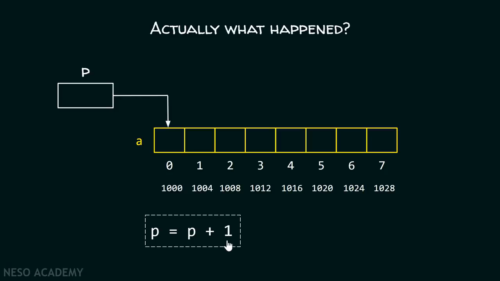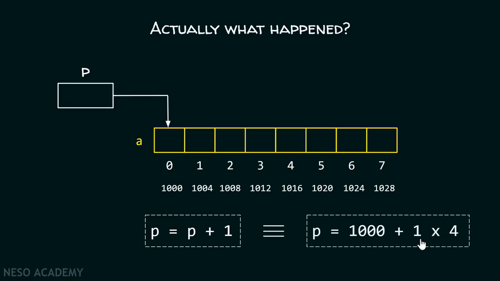Now, if we add an integer 1 to it, then what will happen? We cannot simply add 1 to 1000. It will just give 1001. But we know the meaning of P = P + 1. It means the pointer has to move 1 position in the forward direction, that means it has to point to the next element of the array. And we know the base address of the next element of the array is 1004. Simply adding 1 to 1000 will not give the answer. We have to multiply 1 by 4 in order to get the base address of this element, that is 1004. So we cannot simply add 1 to 1000.